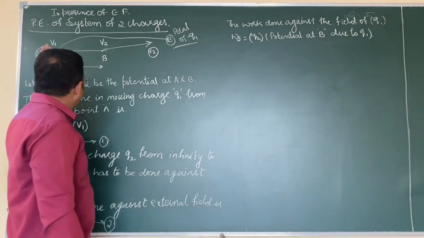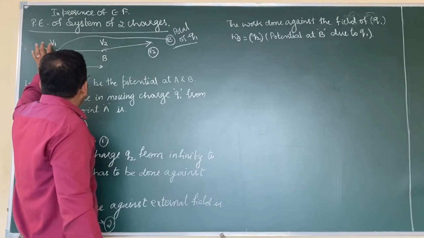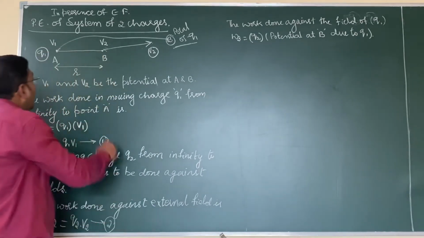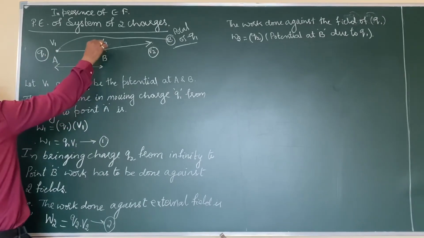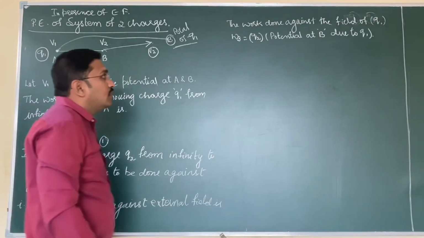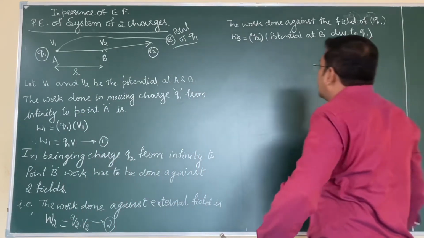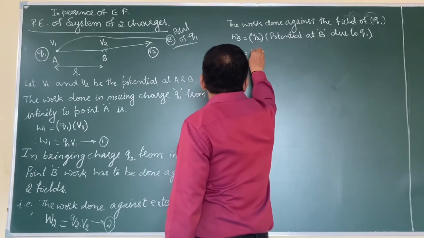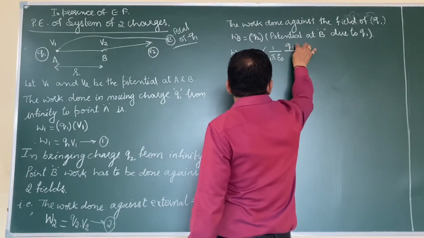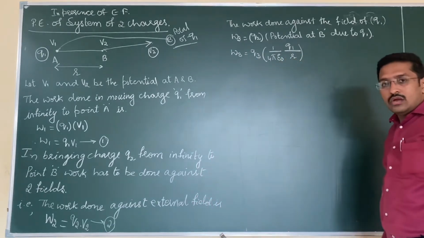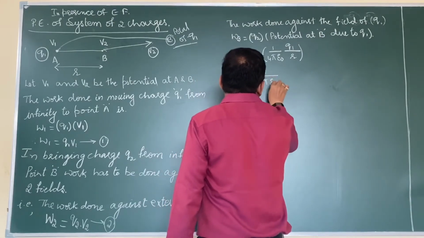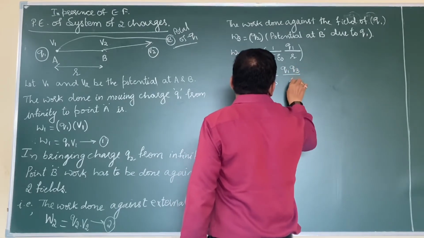At point A there is an already existing potential. At point B there is potential V2 plus the effect of q1 at B, that is, the potential of q1 at B. Therefore W3 is equal to q2 into the potential, which is 1 by 4 pi epsilon naught into q1 at a distance r. Therefore W3 is equal to 1/4 pi epsilon naught q1 q2 divided by r.